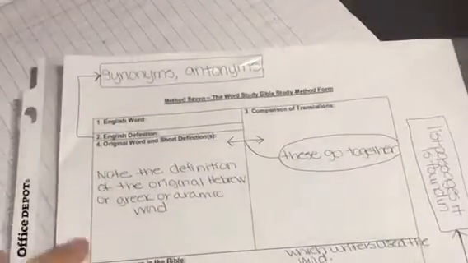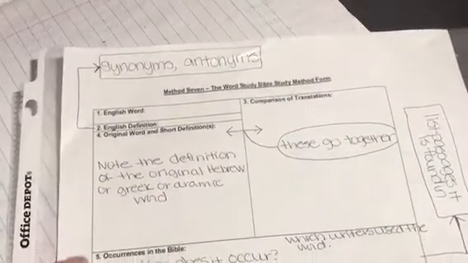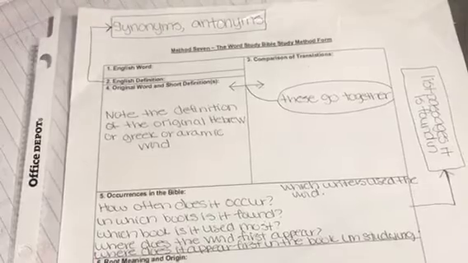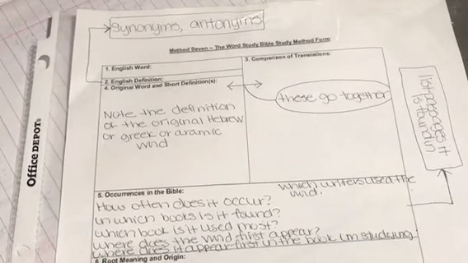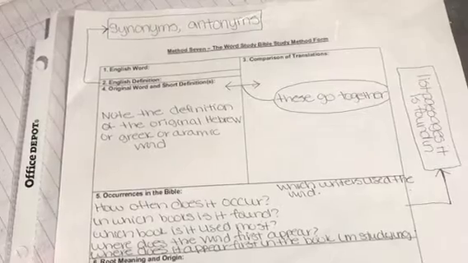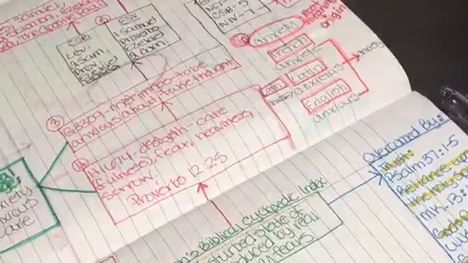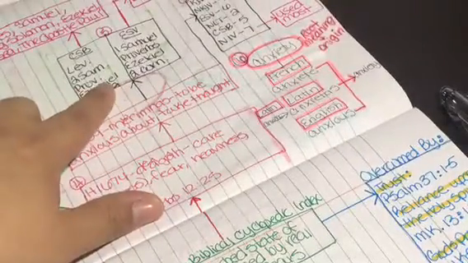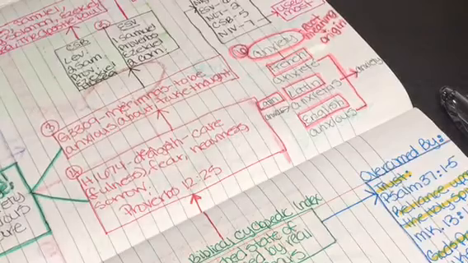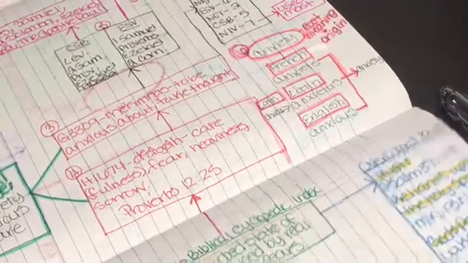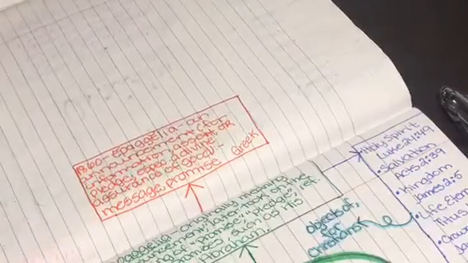So after we did that, the next thing is going to be the occurrences in the Bible. So number 5, the first question is, how often is it used? Now you can write it all in one box, for example like this, or you can break it down. It just depends on the space that you have. So here we're going to continue to write it out.